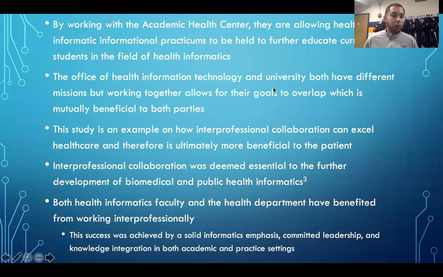So by working with the Academic Health Center, they're allowing these health informatics practicums to be held, and that's how they're going to educate the future students in the field of health informatics. And it's important to realize that both of these sides have different missions, and they're working together because their goals overlap, which is mutually beneficial to both parties.